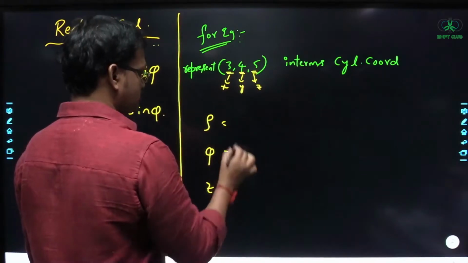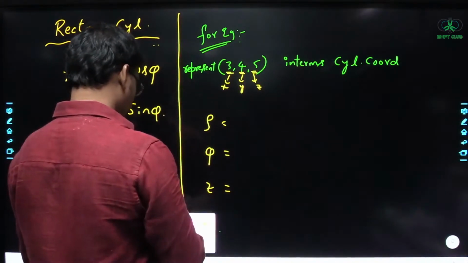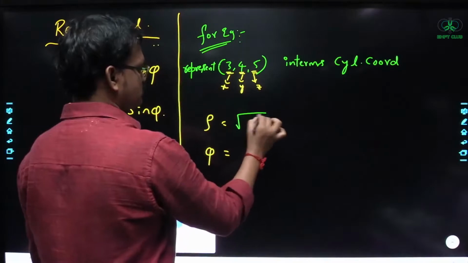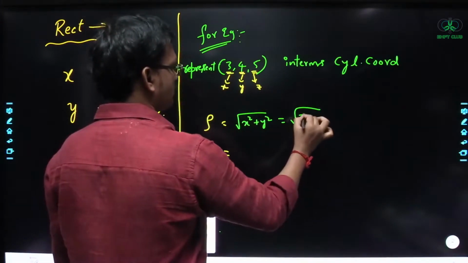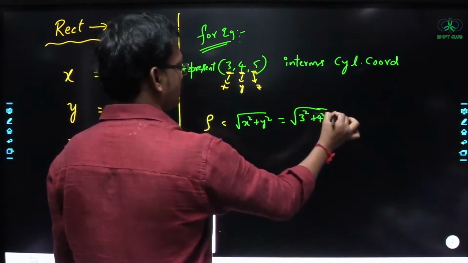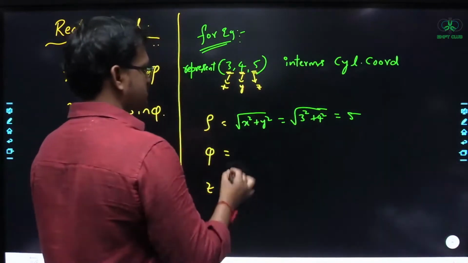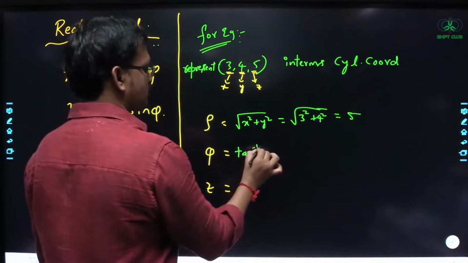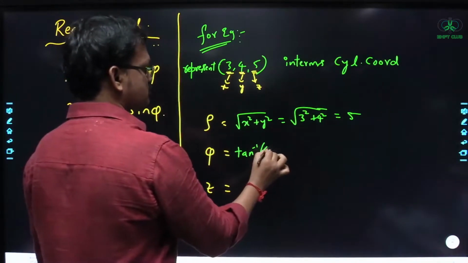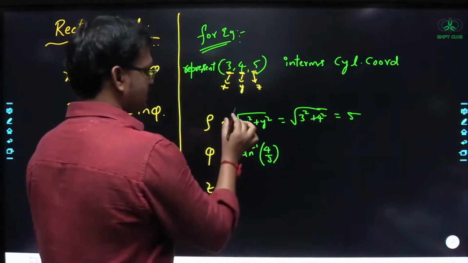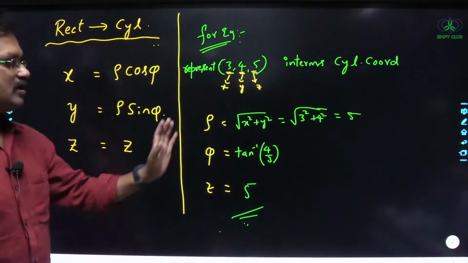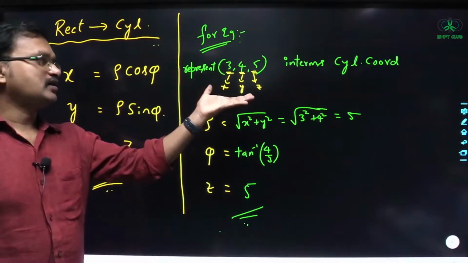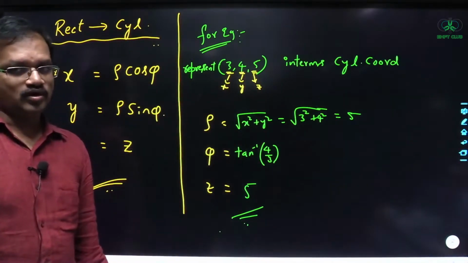So rho in terms of rectangular coordinates is nothing but square root of x square plus y square, which is equal to square root of 3 square plus 4 square, which is equal to 5. Next, phi is equal to what? Tan inverse of y by x, so that is tan inverse of 4 by 3, and z is same as z, so that is z equal to 5. So in this manner you can simply represent the rectangular coordinates in terms of cylindrical coordinates.